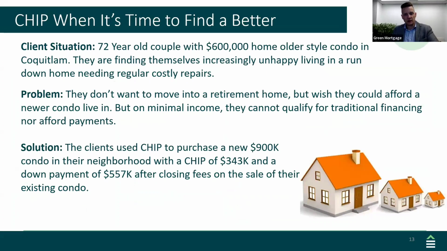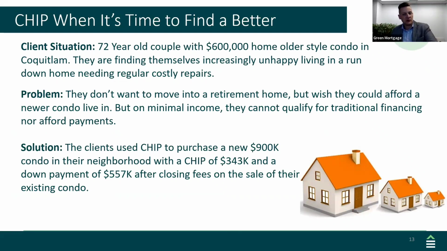So there's a couple of examples I'm going to start to go through here and give people an idea of how this might work. There was a 72-year-old couple that had a $600,000 older condo in Coquitlam, and they weren't really happy living in the property. There's a lot of costly repairs and whatnot coming up all the time.